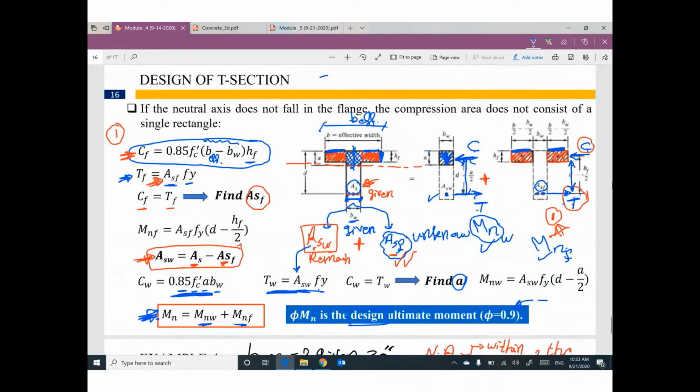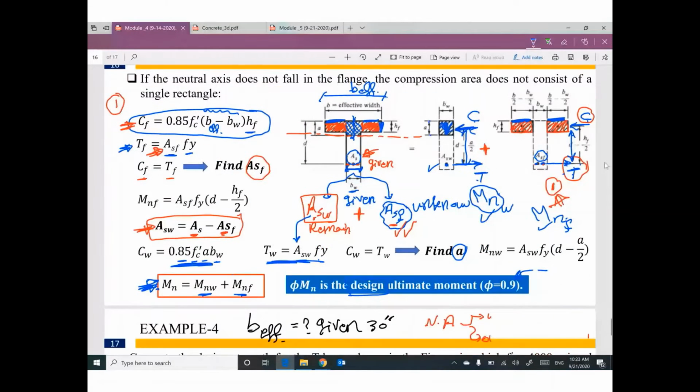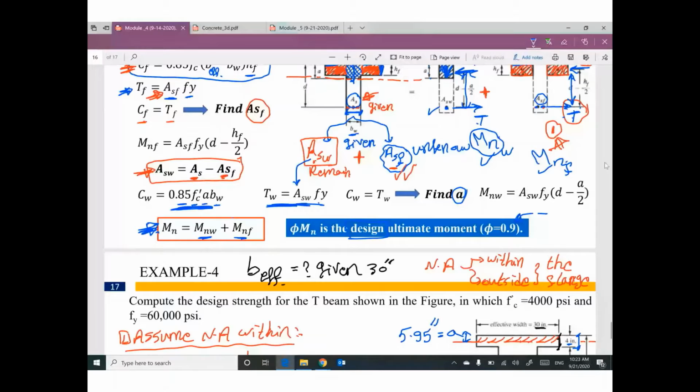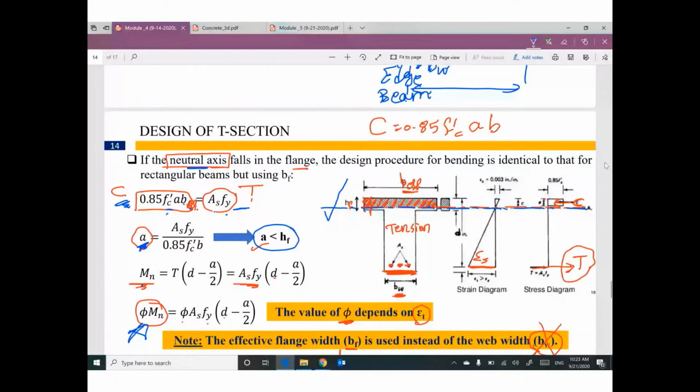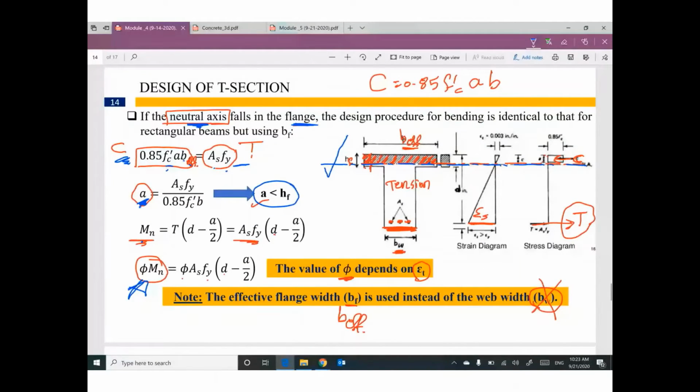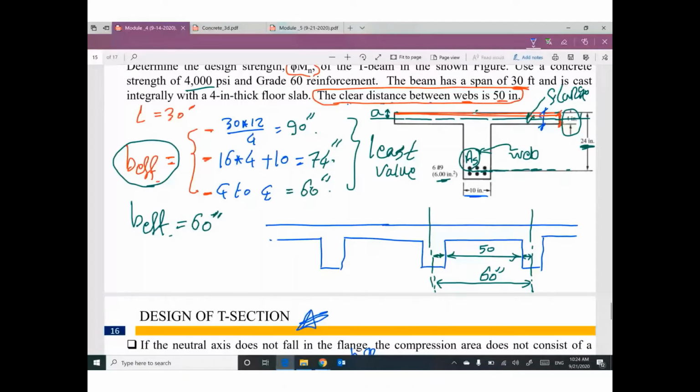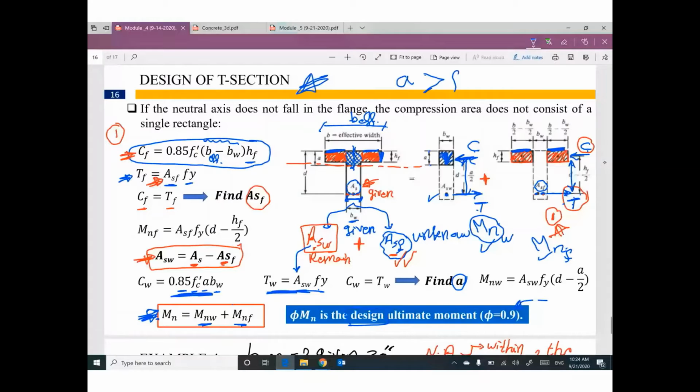So if you have a T section, first assume we are in the first case, where the neutral axis is within the flange. We have to check that a is smaller than h flange. If this happens, you are good, you are correct. If this does not happen and a is greater than the flange thickness, you are in this other case. So we are in this case right now.